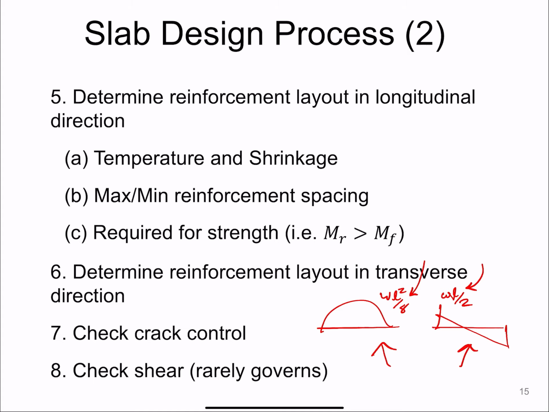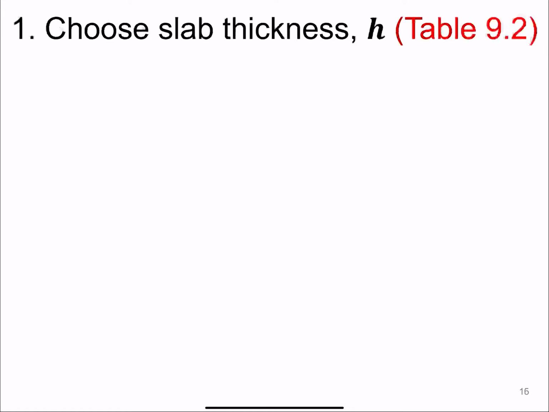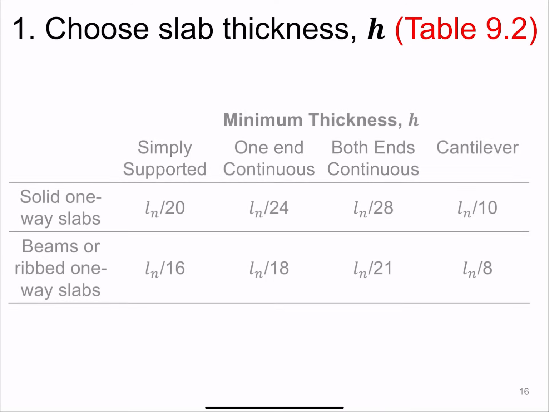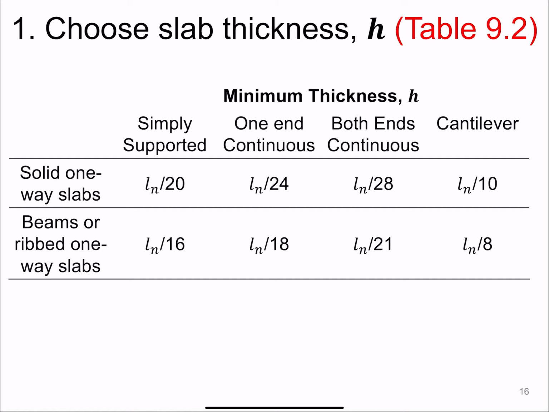So let's go to the steps. Do you remember what was the first step? Choose the slab thickness, and then we have table 9.2 which we use to select the thickness of our element, so we don't have to worry about a detailed deflection calculation later. So in this case, we have our one-way slabs here, or ribbed one-way slabs. So it could be the sort of system that we may have.